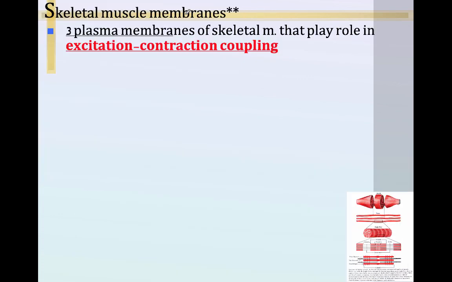Now we're going to go ahead and we're going to talk about the membranes of the skeletal muscle. And these are critical, very, very important. Three plasma membranes here.